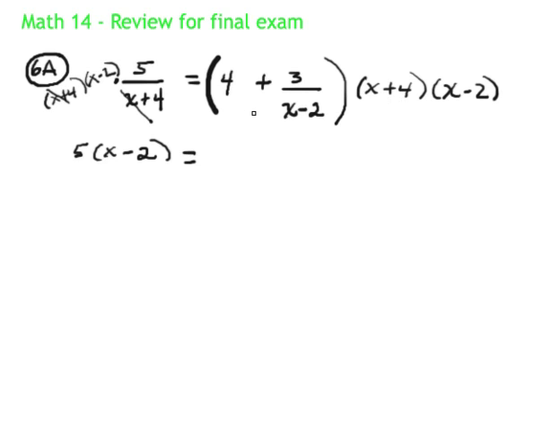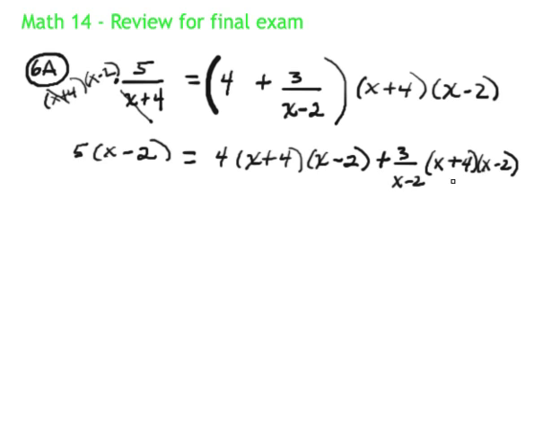Okay, now on the right side, I'm going to multiply through and then do the canceling. Okay, that's this product times 4 plus 3 over x minus 2 times x plus 4, x minus 2. Okay, now these cancel, the x minus 2 and the x minus 2. All right, so let's start simplifying. On the left, we have 5x minus 10. Multiplying through, that's 5x minus 10 is equal to.